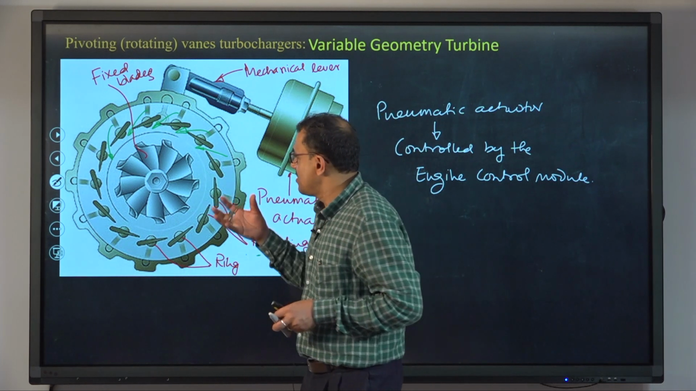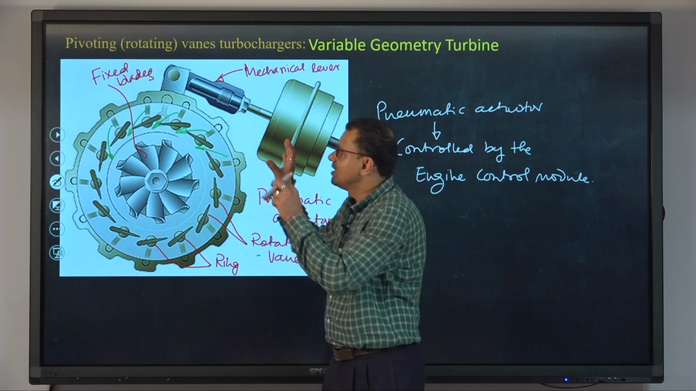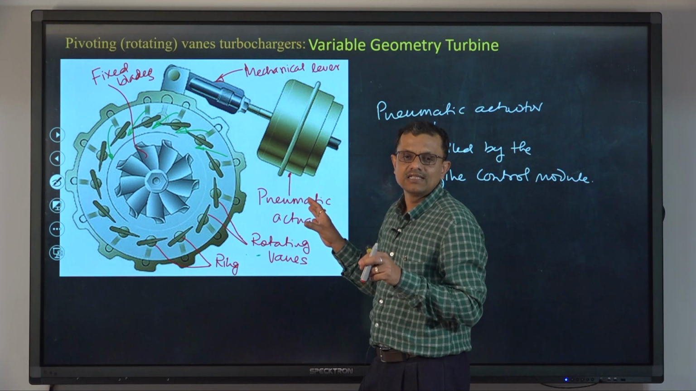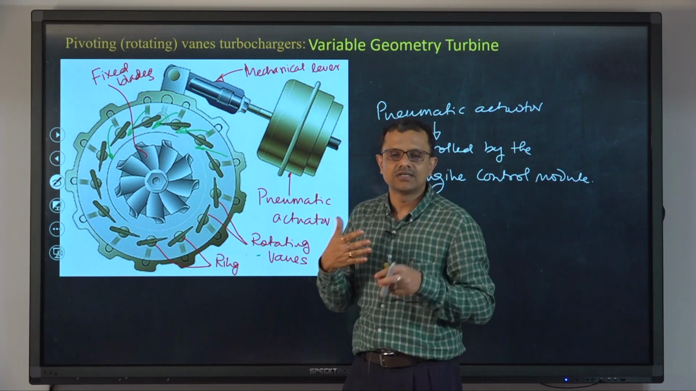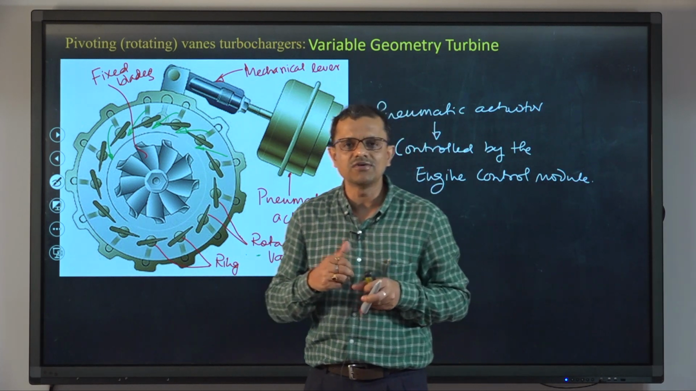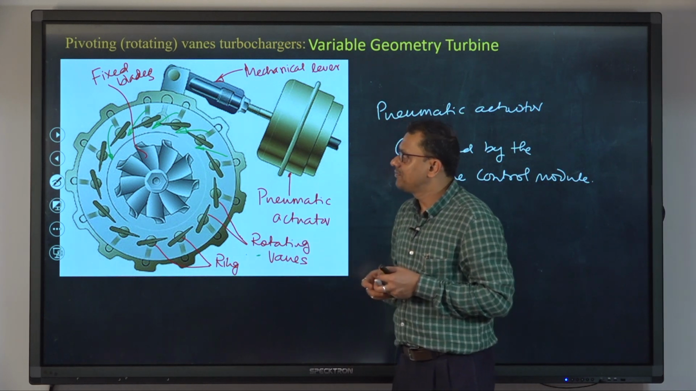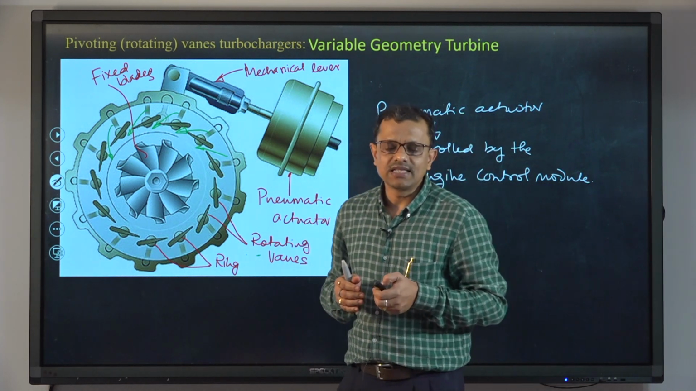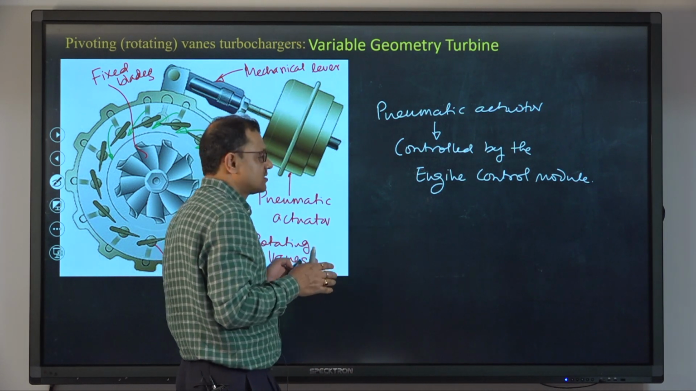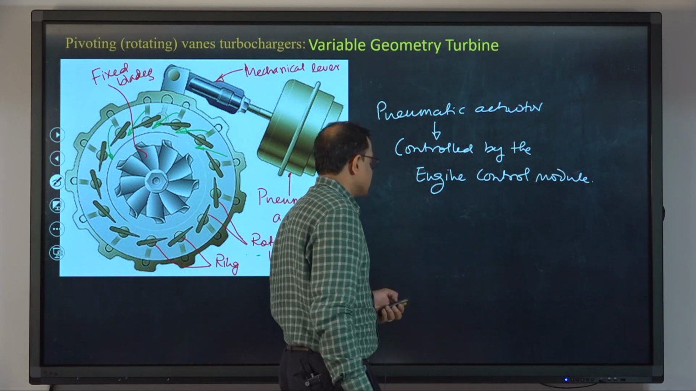That way we can have a greater degree of controllability of turbocharger operation using the variable geometry turbine, and if we use this type of turbine, then the problems related to overspeeding and overheating, which we have discussed in the context of fixed geometry turbine, can be eliminated. Now, let me tell you one thing, this is also known as a pivoting vents turbocharger, which is equipped with a variable geometry turbine.